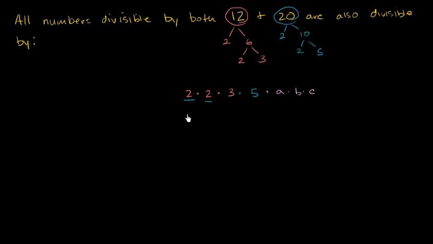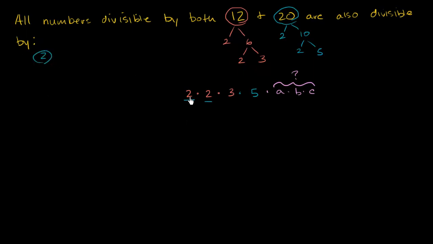Now, with that said, let's answer the questions. All numbers divisible by both 12 and 20 are also divisible by, well, we don't know what these numbers are, so we can't really address it. They might just be ones, or they might not exist, because the number might be 60. It might be 120. Who knows what this number is? So the only numbers that we know can be divided into this number, well, we know 2 can be. We know that 2 is a legitimate answer.